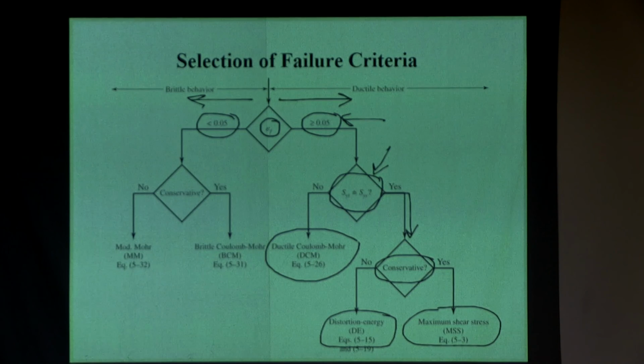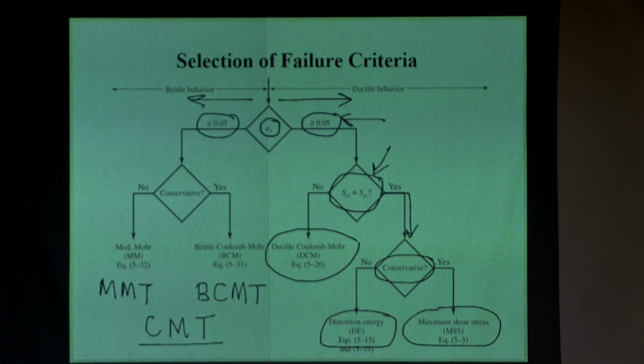On the brittle side, there are only 2 choices. They don't even classify MNST. So your only options are really, and this is what we'll do in class also, unless I do ask you to use MNST, don't. So it's either the modified Mohr theory, which is the less conservative version, or the brittle Coulomb-Mohr theory, which is the more conservative version of the Coulomb-Mohr class of theory. So the CMT, this is the Coulomb-Mohr theory, that's the parent theory kind of. So there's a ductile version, brittle version, and then a modification of BCMT. You can look at it that way.